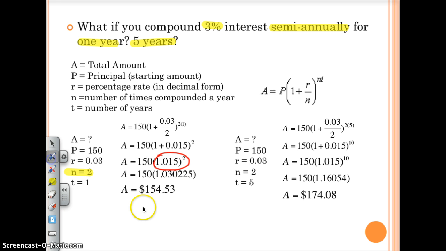Again, if you wanted the interest for each year, subtract your original principal, and for 1 year, we made $4.53. Over a span of 5 years, oops, sorry, decimal in the wrong place, we would have $24.08 in interest. Now this isn't computing what it came out to be every year because it's not going to be equal every year, but it would give us the total interest after that many years.